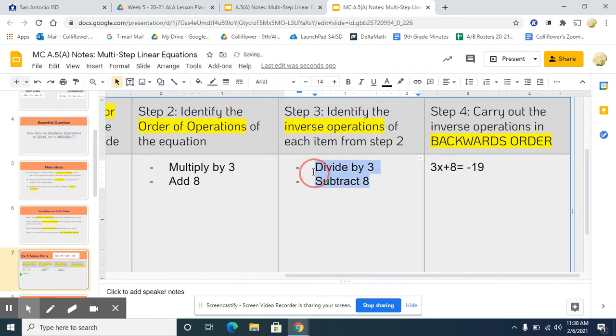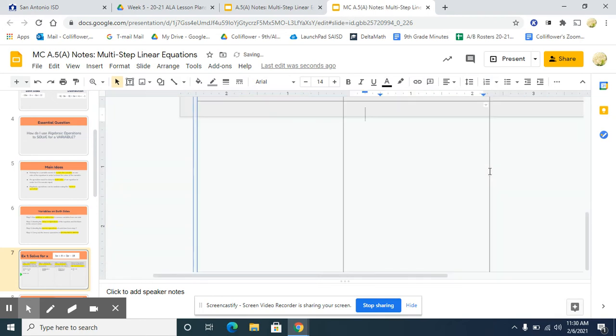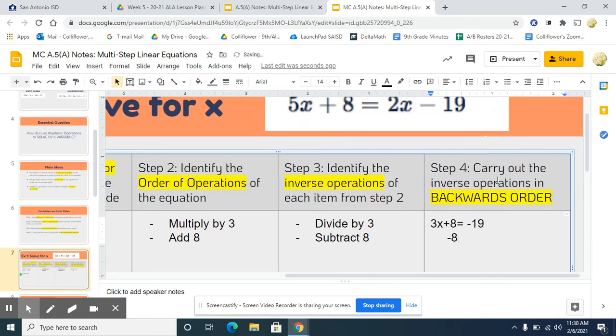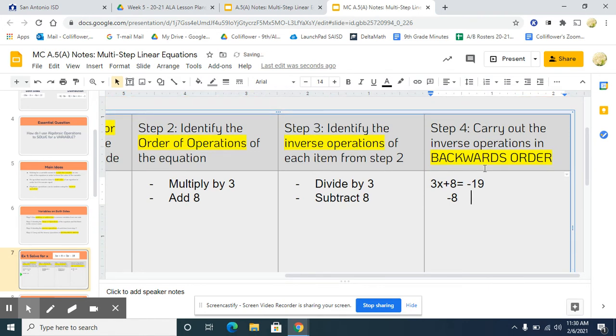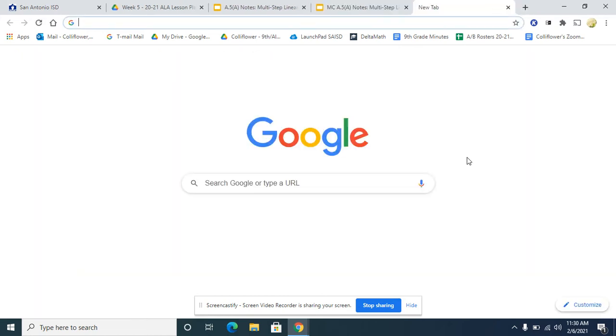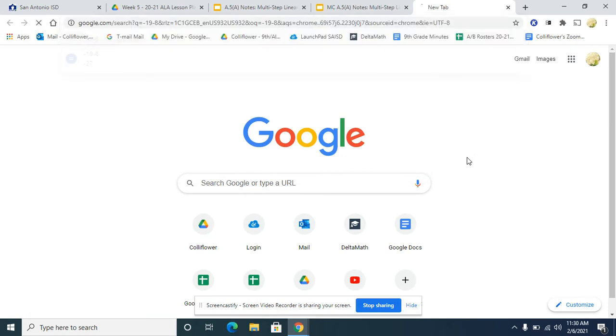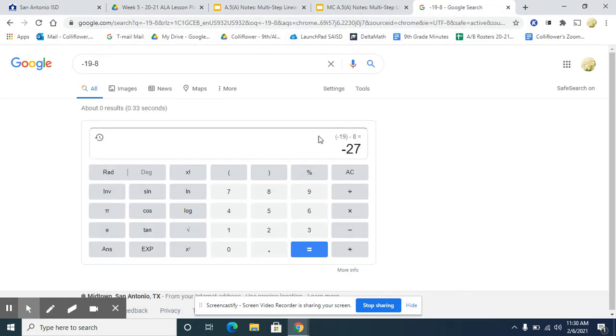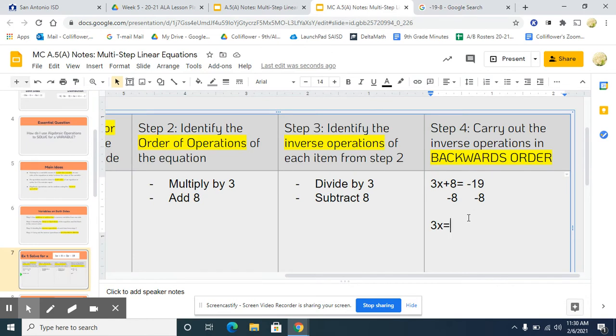Now we're going to do these operations in step 3, but we're going to do them backwards. So I'm going to start with subtracting 8. So if I subtract 8 from both sides, minus 8. I know that 8 minus 8 is 0, so on the left side I just have 3x is equal to, and then on the right side I need to do negative 19 minus 8. Negative 19 minus 8 gives me negative 27.